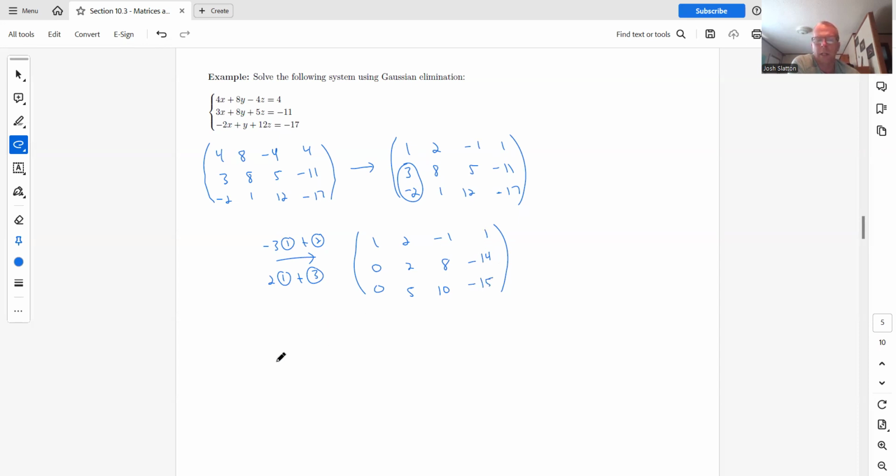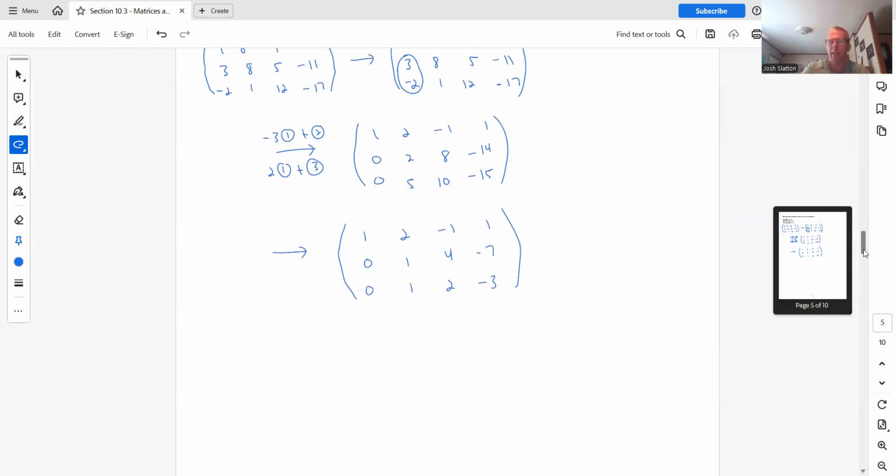All right, so then the next goal is to get a 1 here and a 0 here. We're going to leave row 1 alone. Let's divide this row by -2 or by +2. So we get 1, 4, -7. And then let's just divide this one by 5 for now, and then we'll adjust it when we get to the next step.